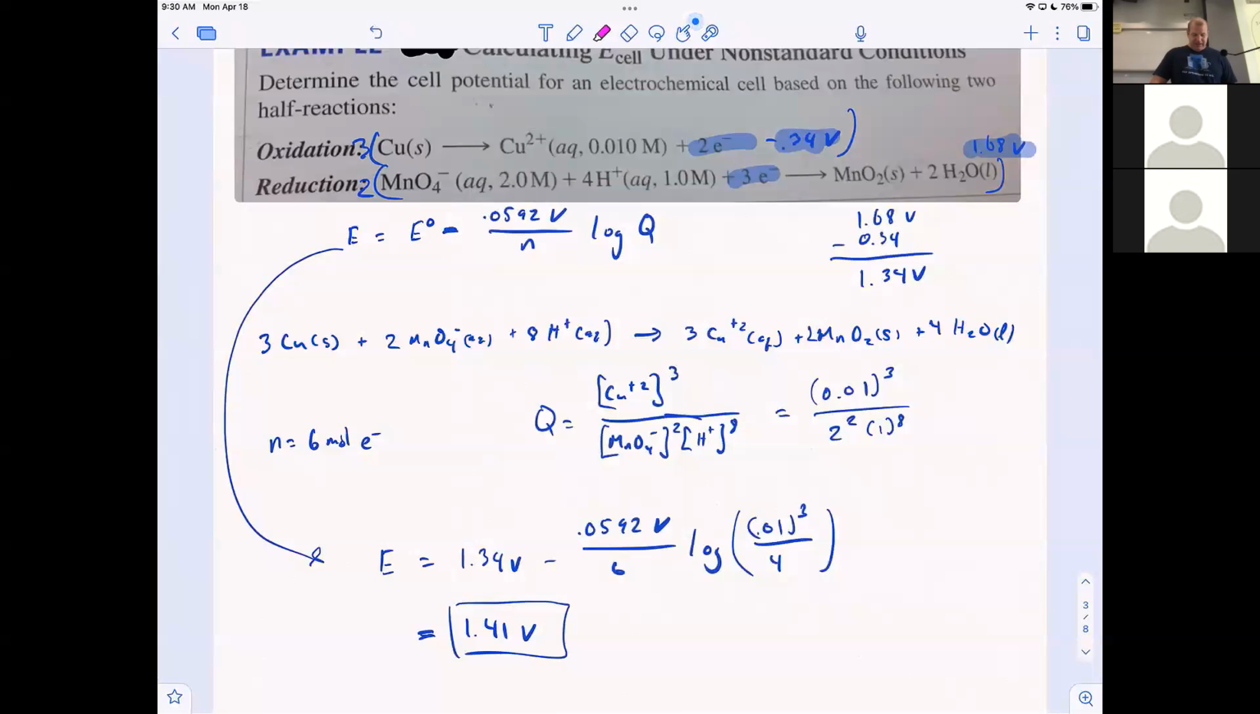And then we apply it using the Nernst equation. So standard cell potential is already 1.34, so E equals E0, which is 1.34 minus 0.0592 volts divided by the number of moles of electrons transferred, in this case 6, times the log base 10 of Q, which is 10 to the minus 6 over 4. So whatever that is, the whole potential for this is then 1.41 volts.